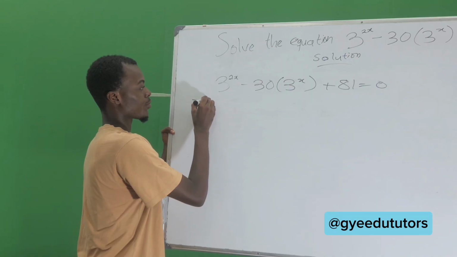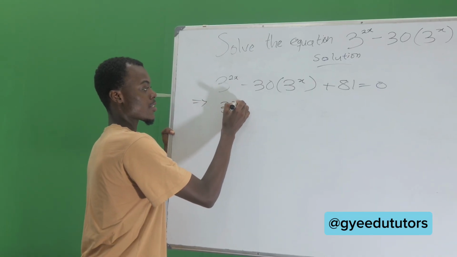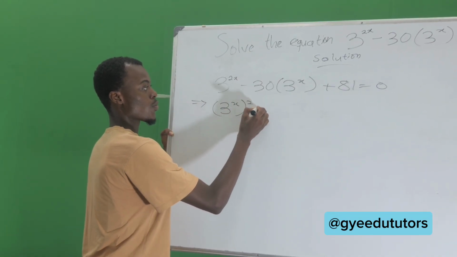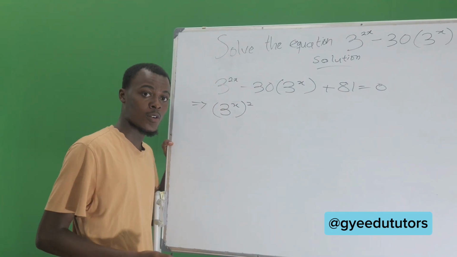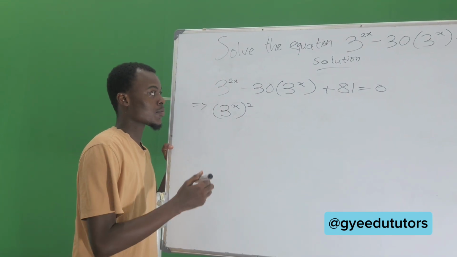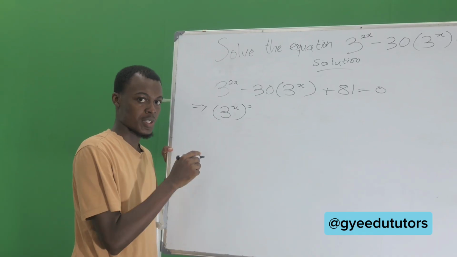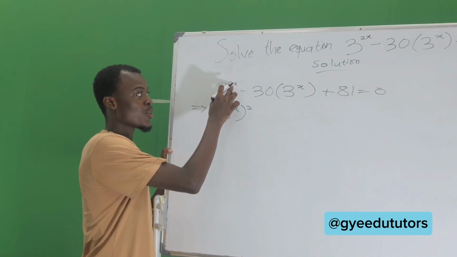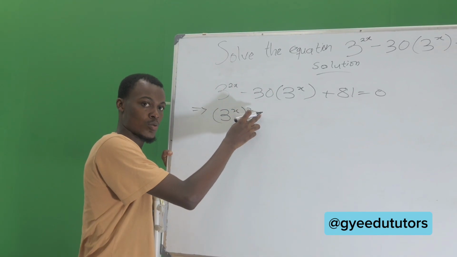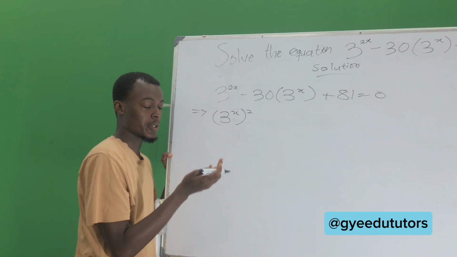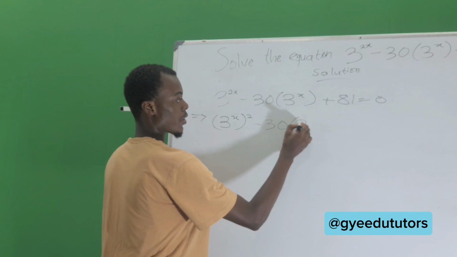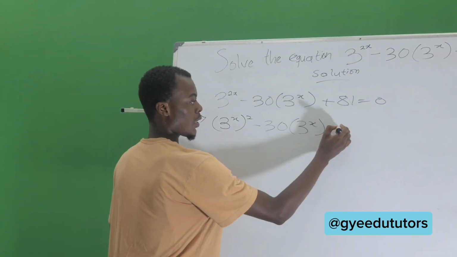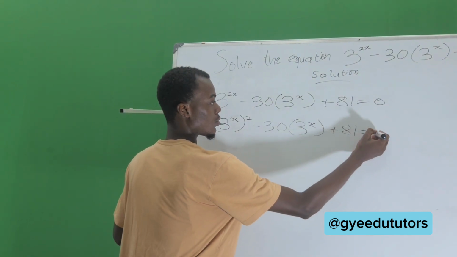So first of all, 3 exponent 2x. Okay, this one is an example of the third law of indices. It talks about the multiplication of powers. So this power 2 and x, if you even bring 2 out like this, it still holds. So now you still have what? Minus 30 exponent 3x plus 81 equal to 0.